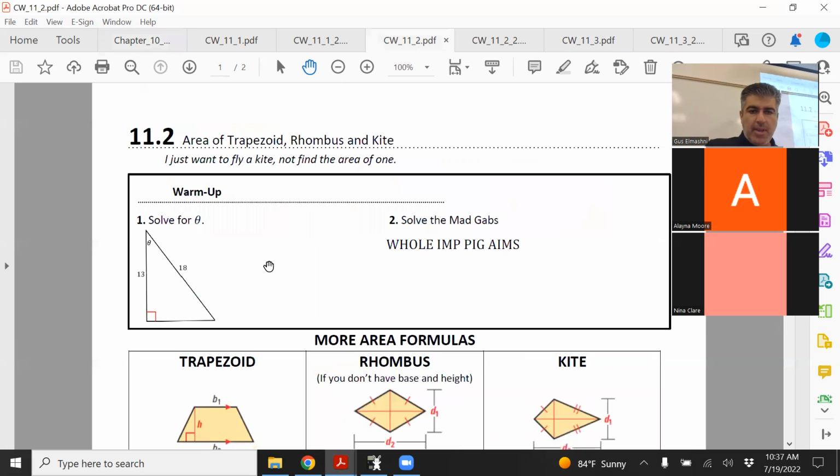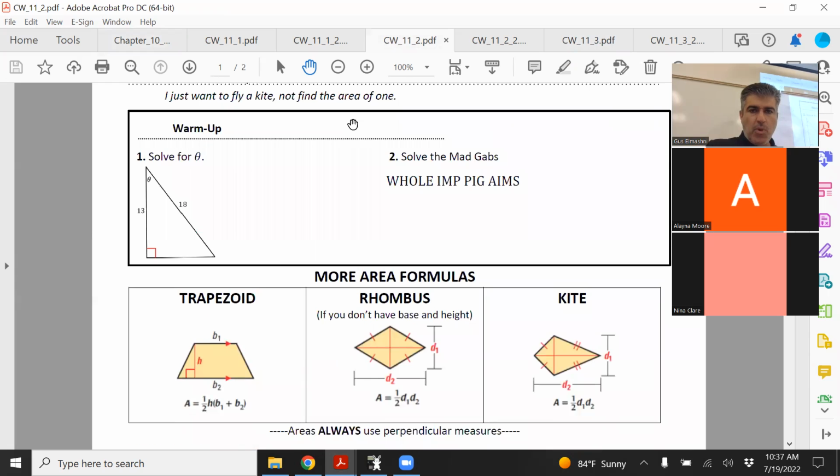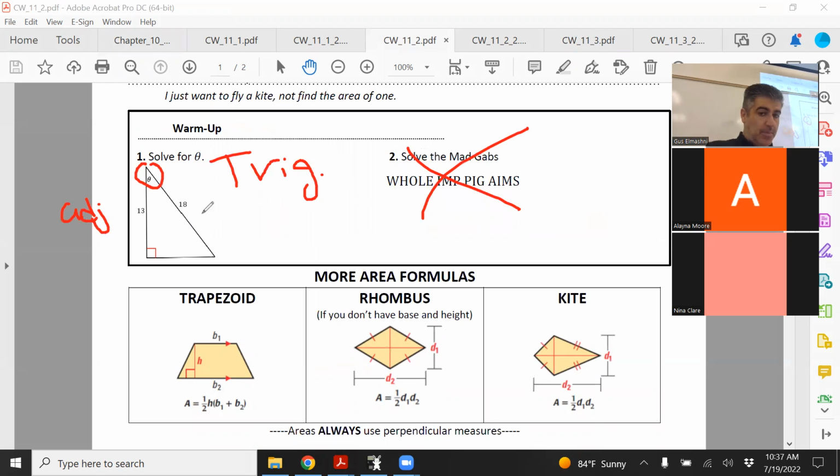So let's talk about the warm-up first, and we're recording. So yeah, I don't care for that. This is trig. We did trig in the previous unit. In case you guys forgot, if that's your angle, that's going to be your adjacent side, and that's going to be your hypotenuse. And also, hopefully you guys remember this mnemonic, SOHCAHTOA.